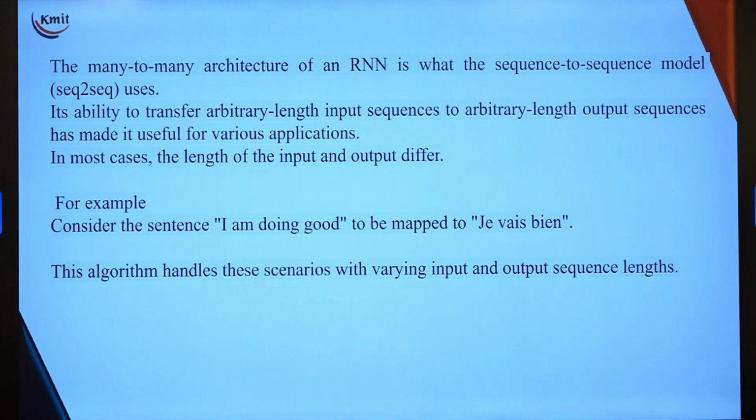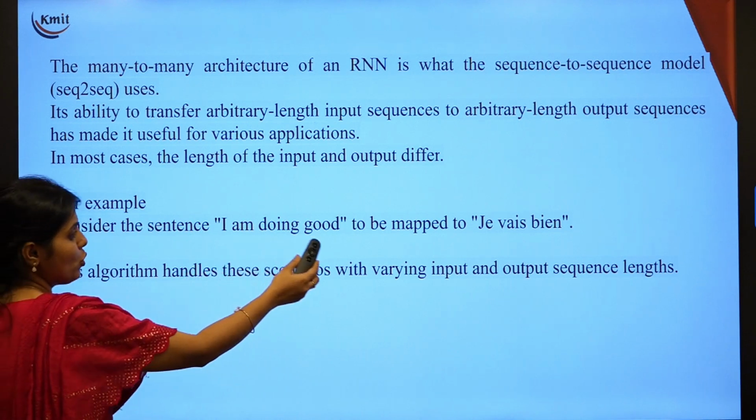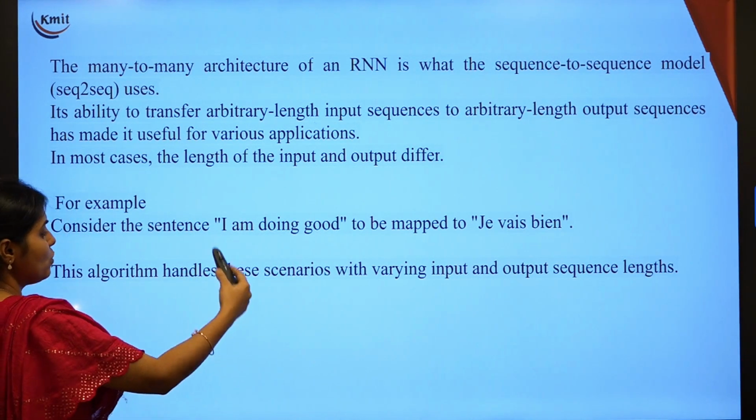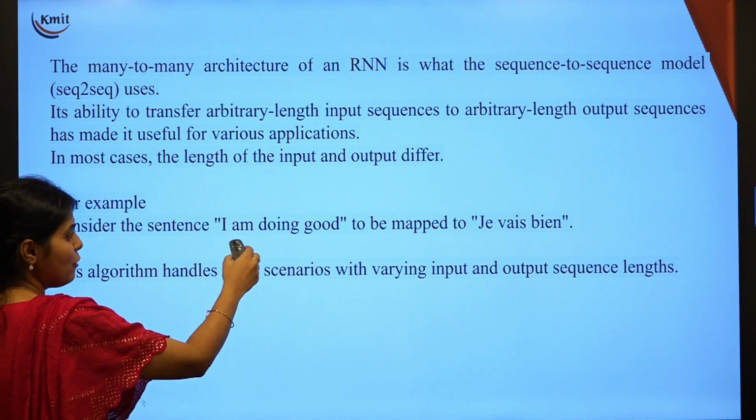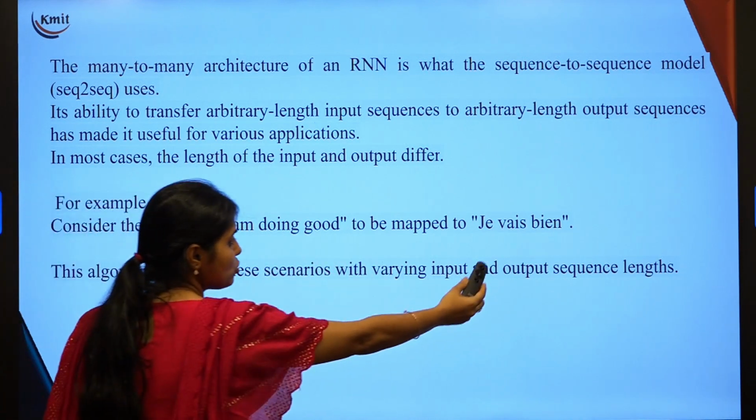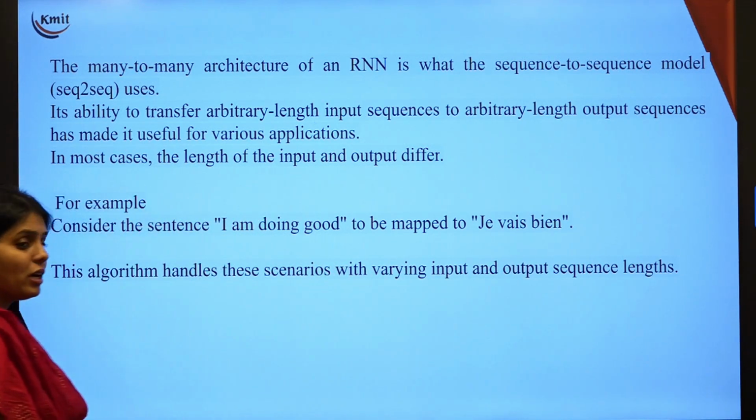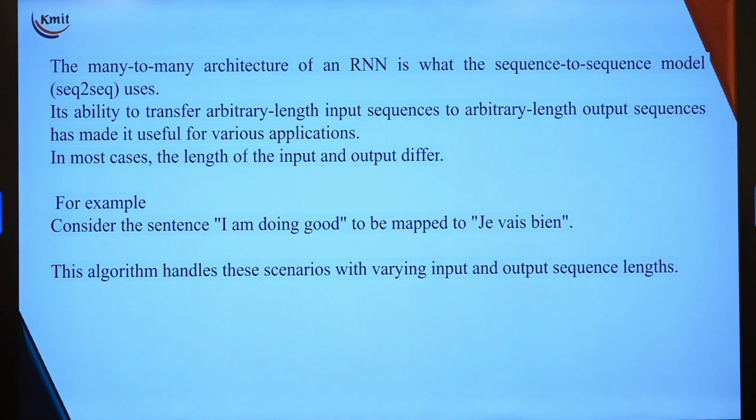For example, if we consider the sentence I am doing good, when you want to convert this sentence to another language, I have 4 words here. When I convert this into another language, I have only 3 words here. So your sequence to sequence model has the ability to handle variable length input sequences and variable length output sequences.